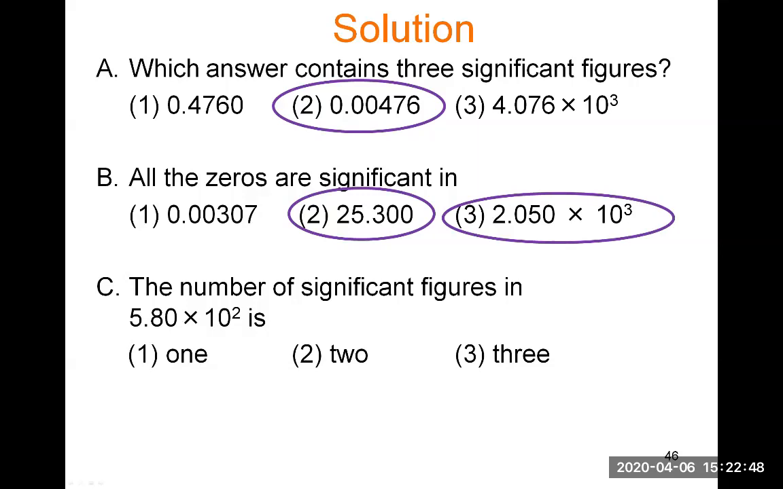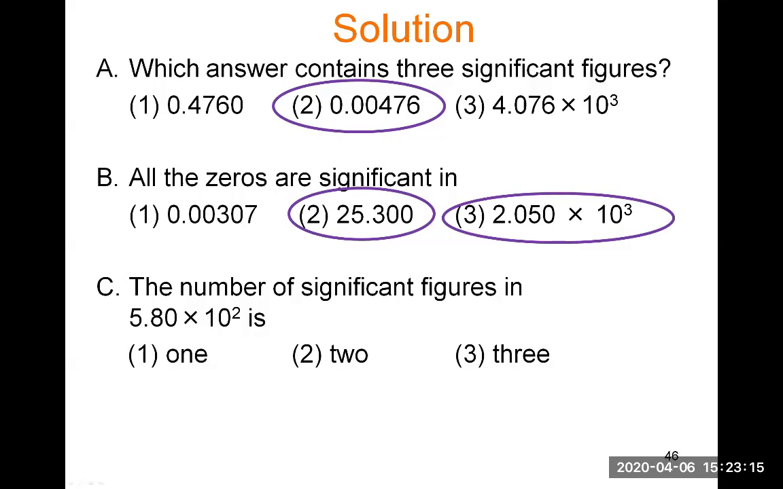In answer 1, going from the left to the right, you start with 0.00307. Those first 3 zeros to the left are not significant. And you start counting from the 3. And then you count that 0 and then the 7. So only 307 here are significant. And so that would be 3 significant figures in that number.